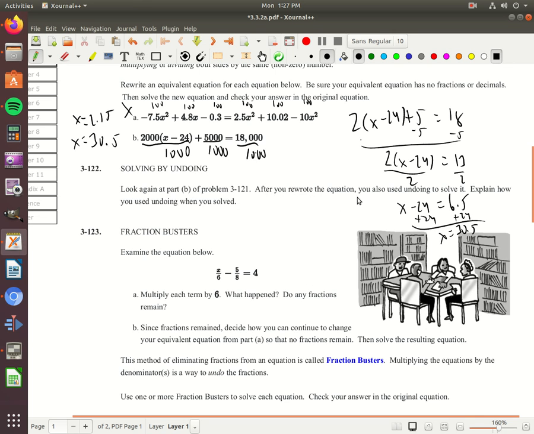After we rewrote the equation, you also used undoing by solving it. Explain how you used undoing when you solved. Well, it was multiplying by 2, so I divided by 2, and it was subtracting 24, so I added 24.